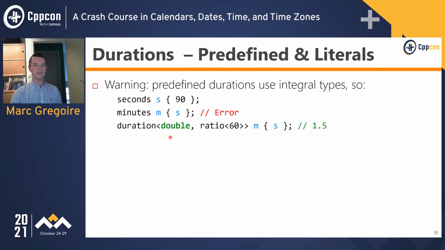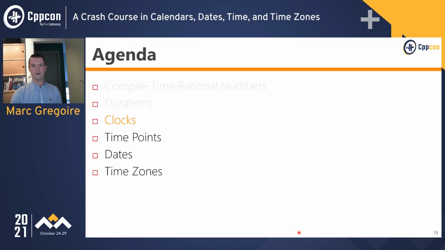If you still want to do this conversion of converting the 90 seconds to minutes, you will have to use the more verbose way, and you have to make a duration explicitly saying that a period is 60 seconds, and where every tick is stored as a double, and then you will get 1.5.